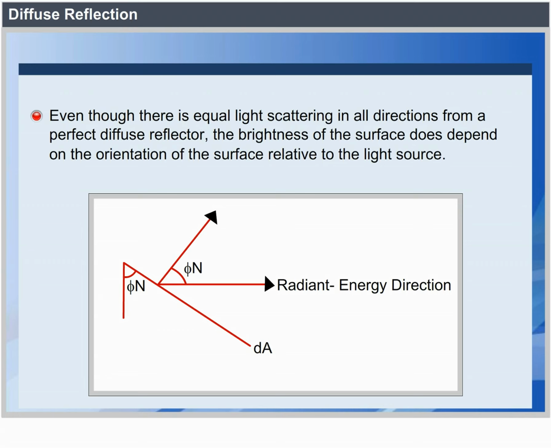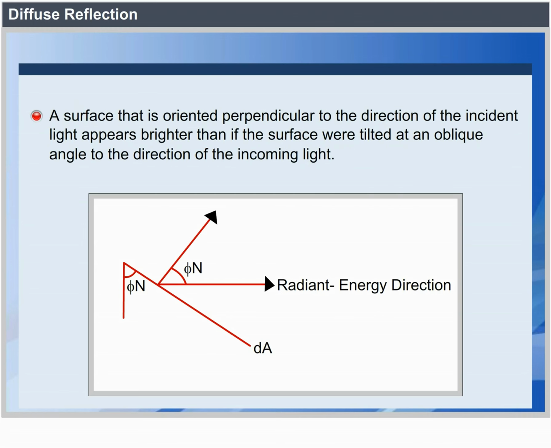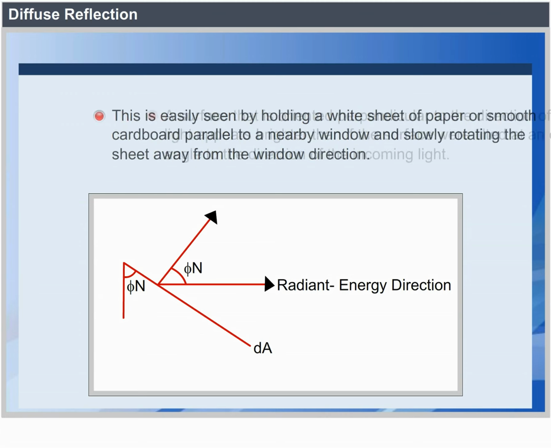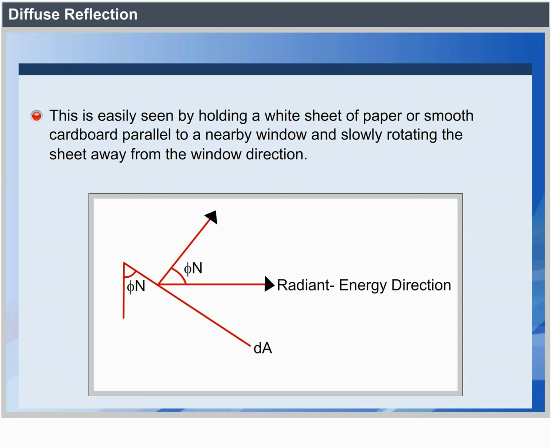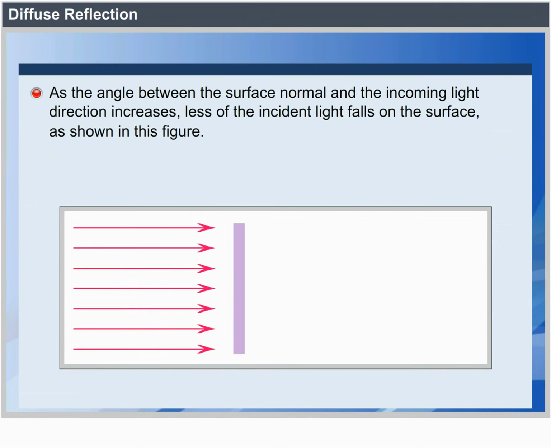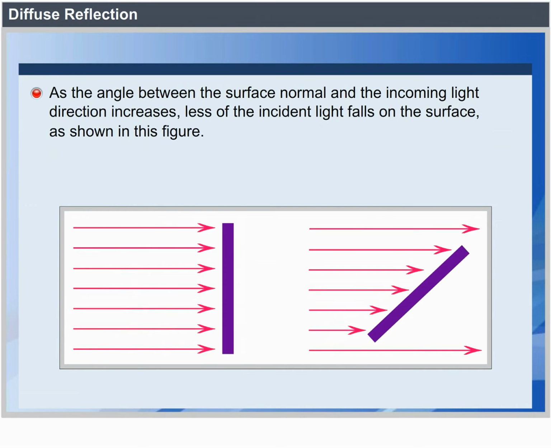Even though there is equal light scattering in all directions from a perfect diffuse reflector, the brightness of the surface does depend on the orientation of the surface relative to the light source. A surface that is oriented perpendicular to the direction of the incident light appears brighter than if the surface were tilted at an oblique angle to the direction of the incoming light. This is easily seen by holding a white sheet of paper or smooth cardboard parallel to a nearby window and slowly rotating the sheet away from the window direction. As the angle between the surface normal and the incoming light direction increases, less of the incident light falls on the surface, as shown in the figure.